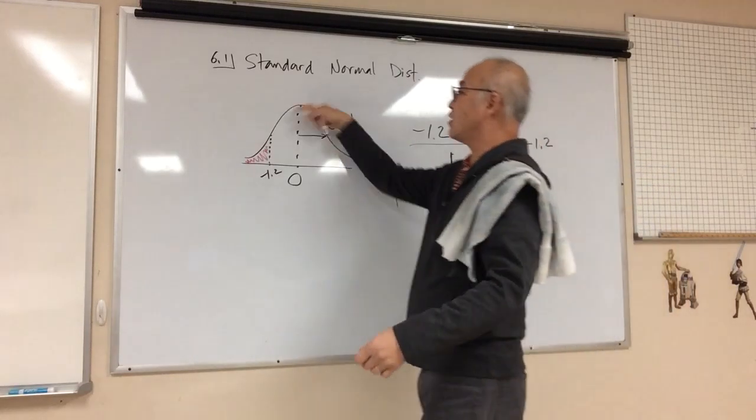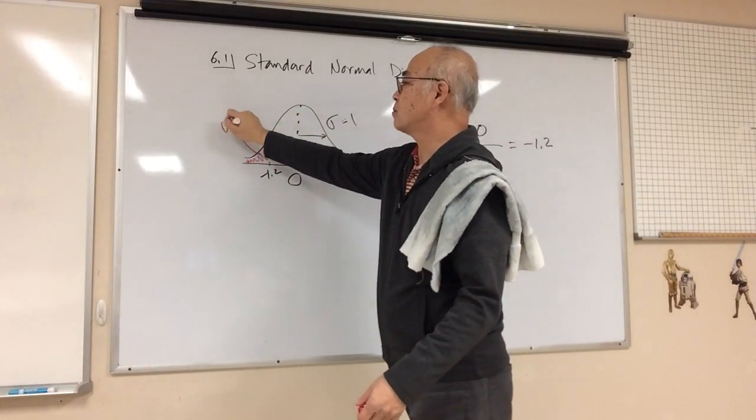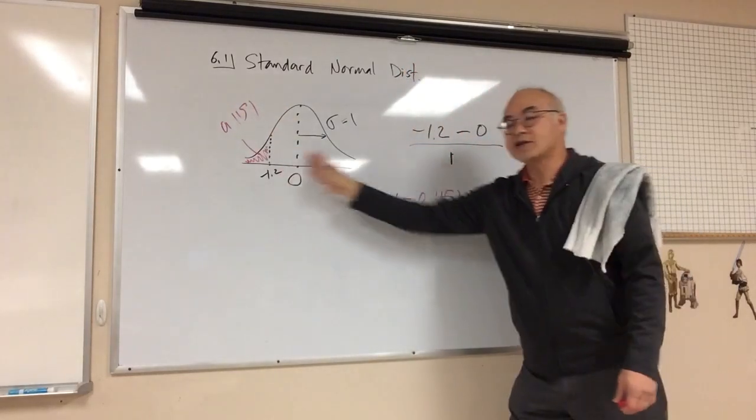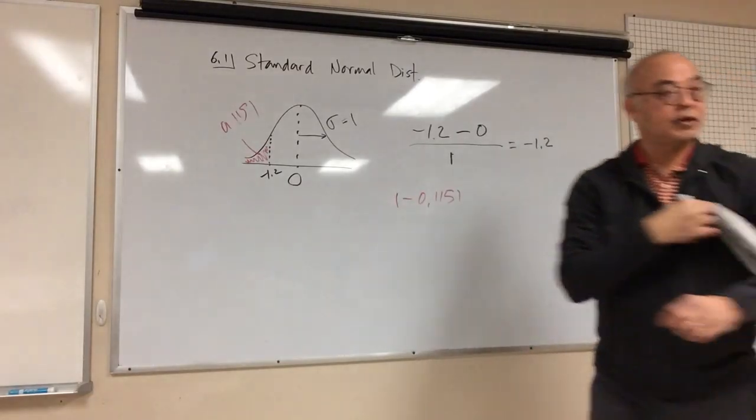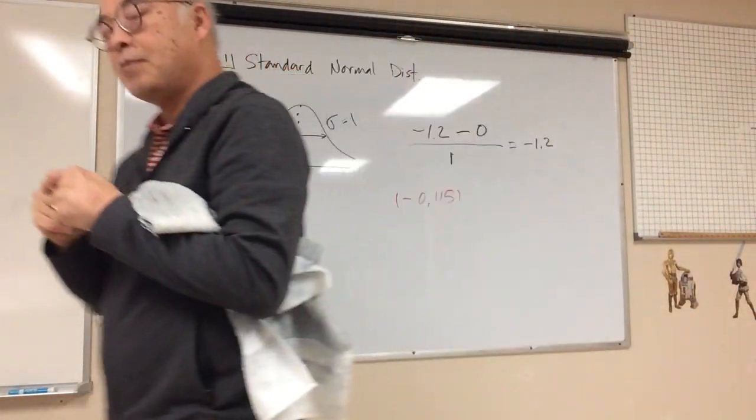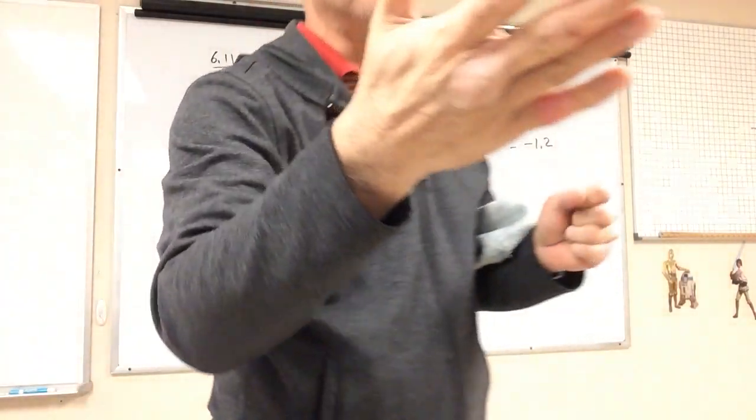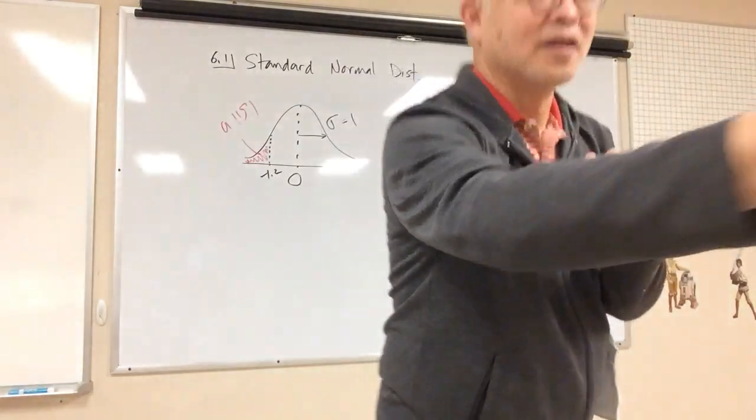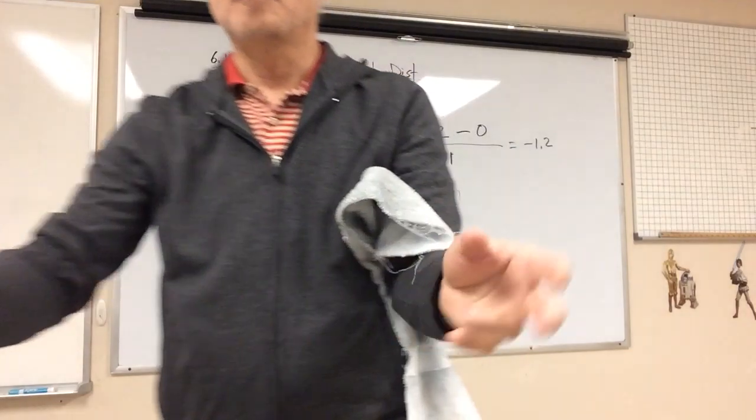Because when I add everything up, it has to be 1. And since this here is 0.1151, the rest over here has to be 1 minus that. Does that make sense? Are we good there? Can anybody tell me another way to find this out without using the table? Calculator. Remember the calculator? We did this in the calculator? Bring your calculator out.